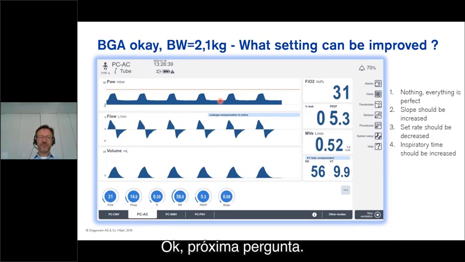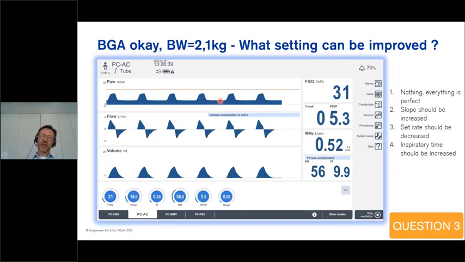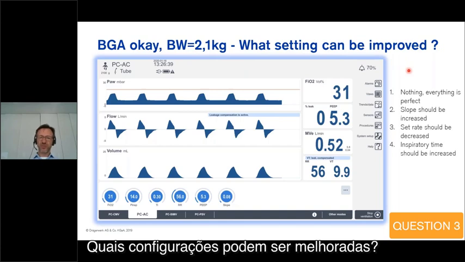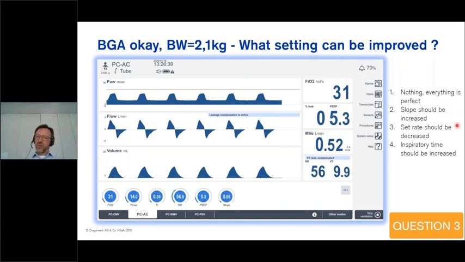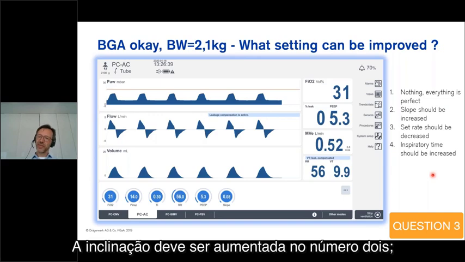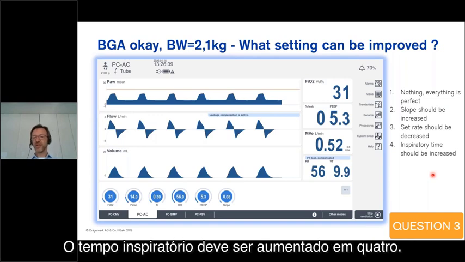Okay, next question. In this example, we have a patient where the blood gases are satisfying. They are okay. This patient has a body weight of 2.1 kilogram. And the question is, what settings can be improved? I have again 4 choices for you. Nothing, everything is perfect, this is number 1. Slope should be increased is number 2. Set rate should be decreased is number 3. And inspiratory time should be increased is number 4.